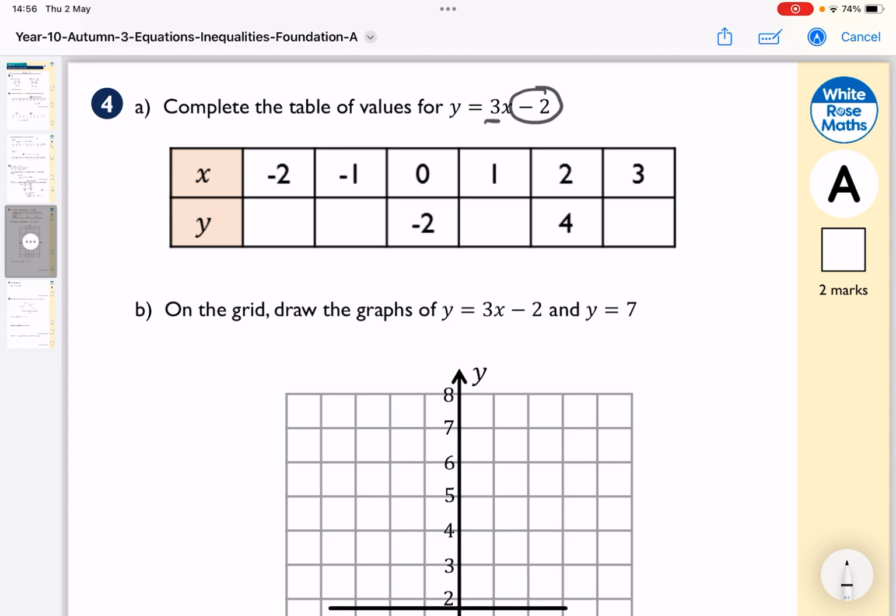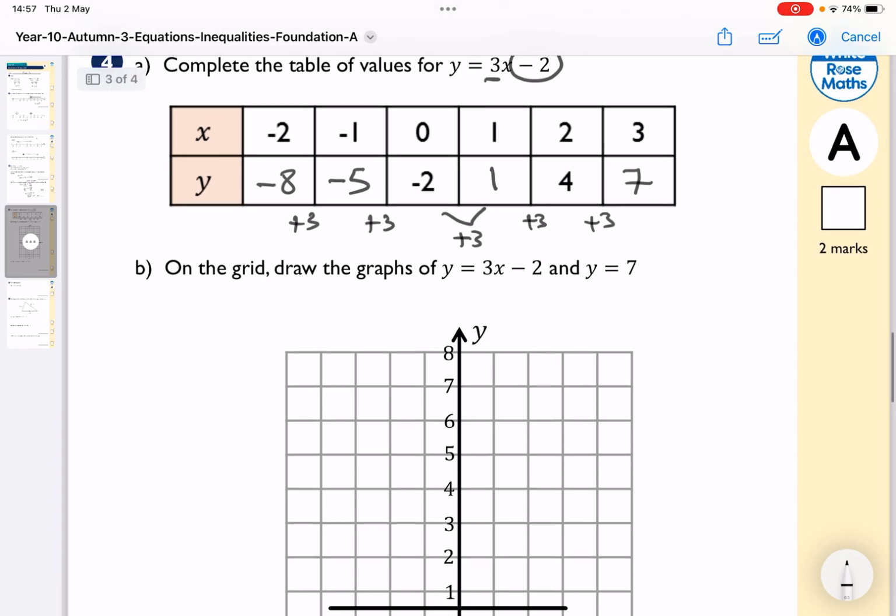So you could substitute in and go 3 times 1 is 3, take 2 is 1. Or you could say, well, I'm just going to add 3 every time. So if I add 3 to 1, I get 4. If I add 3 to 4, I get 7. What do I add 3 onto to get minus 2? Well, it's minus 5. And what do I add 3 onto to get minus 5? It's minus 8. So instead of substituting, you can just work out the pattern from the equation.